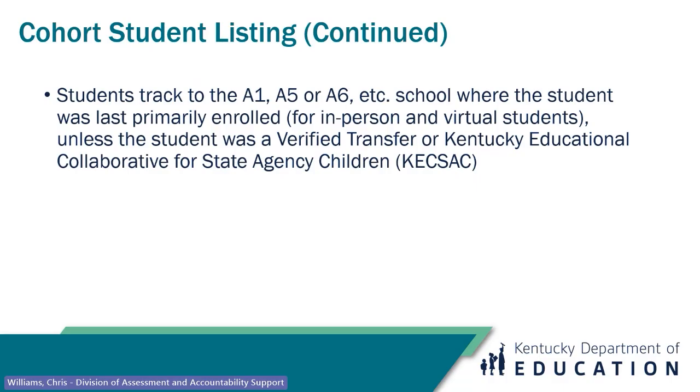Another thing is that we also have students who track back to an A1, A5, or A6 school where the student was last primarily enrolled, for in-person and virtual students. And that's where cohort will land you. It's not the 100-day, it's where the student was last primarily enrolled in your district, unless the student was a verified transfer or a Kentucky Educational Collaborative for State Agency Children student, which is KECSAC. And remember, KECSAC students also have to be in Infinite Campus and have to be marked as well.